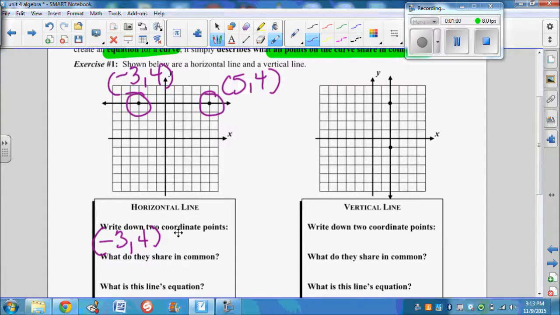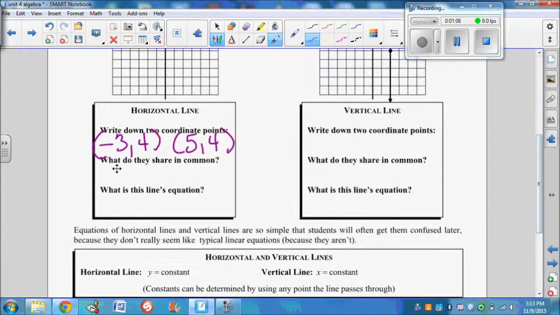And then the second question says, what do they share in common? Well, you can see that they share a common y, a y that equals 4. That's what they share in common. So what is this line's equation? You just wrote it, and you didn't even realize it. y = 4. So it doesn't fit our standard linear model, but it comes close.